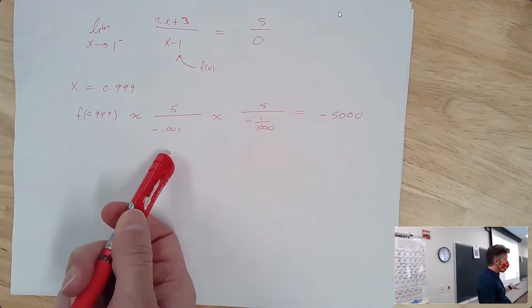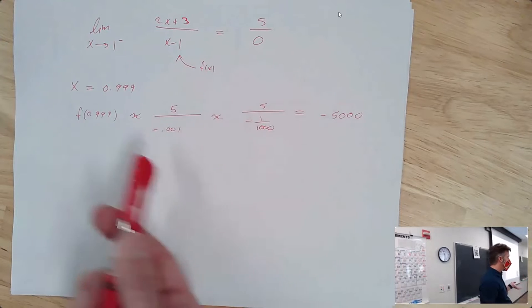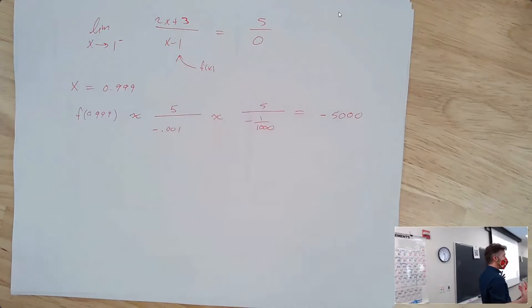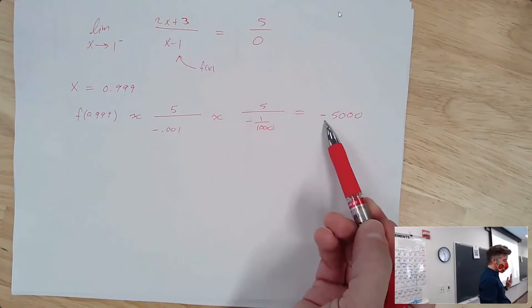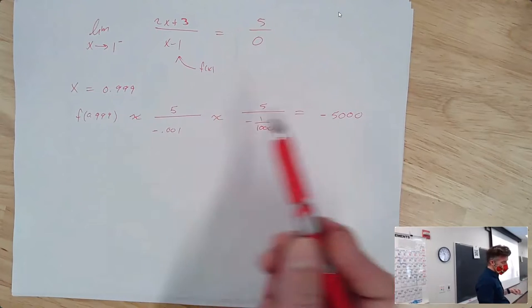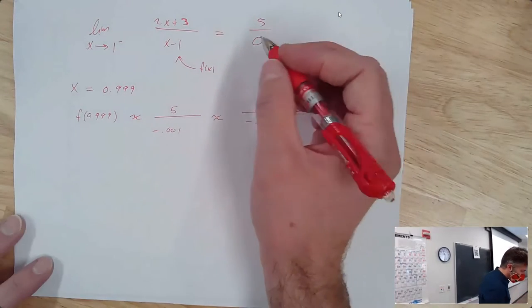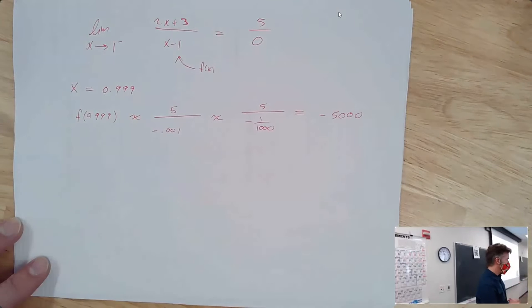And the smaller that denominator gets, the larger this fraction gets. So as x gets closer and closer to 1, my fraction is going to get really, really large. But it's going to be really negatively large. So what I'm actually going to do is think about the numerator: it is 5, great, that's positive.